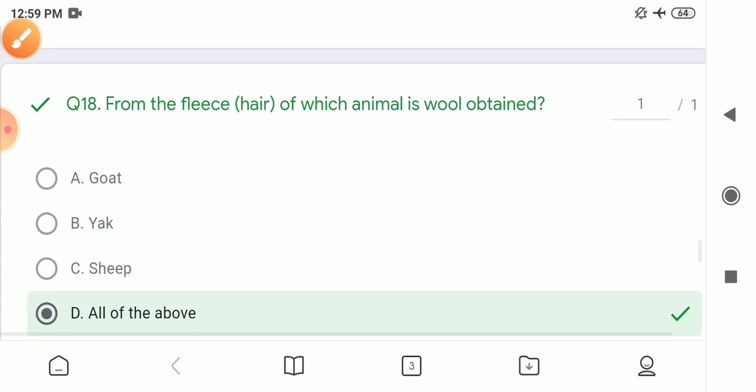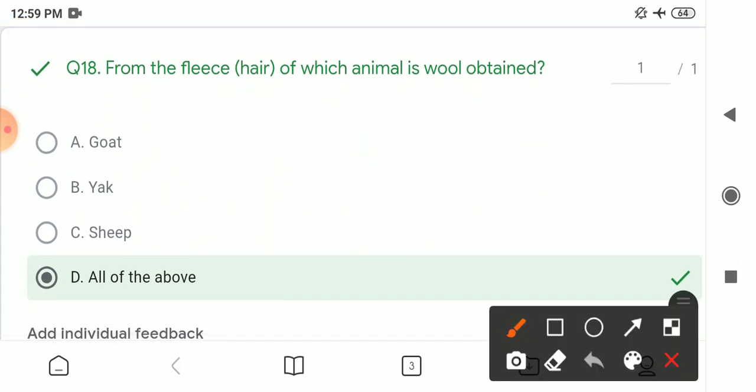Next 18th number, from the fleece or hair of which animal is wool obtained? The options are goat, yak, sheep, or all of the above. So here your answer is option D, that is all of the above. From all these animals we are getting wool.